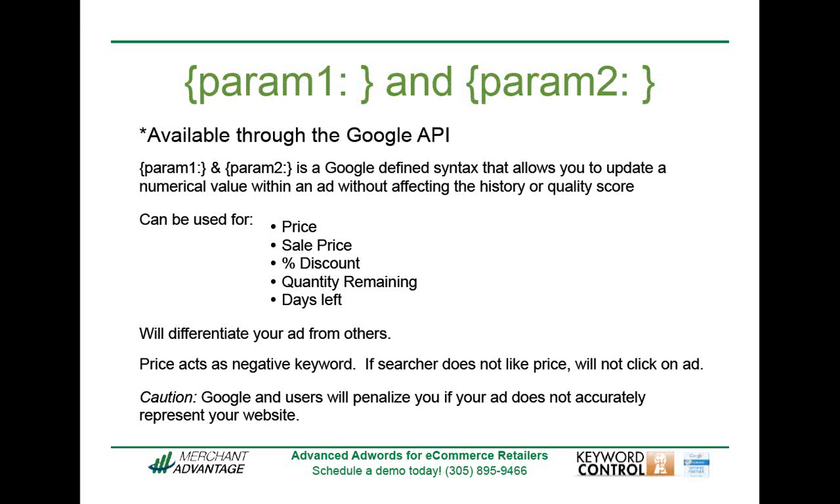With param 1 and param 2, you really need it to be in sync. Not only Google, but the users will penalize you if your ad copy is not in sync with or representative of your website. And this might sound tremendously complex. You update prices all the time. It's available through the Google API, so you are going to need to use a tool like ours to do it. Ours happens to update your pricing twice a day to keep it in sync with your product data. So you will need a tool for param 1 and param 2 like ours.